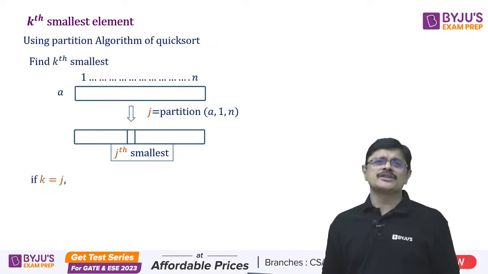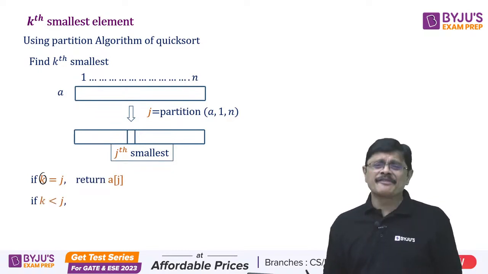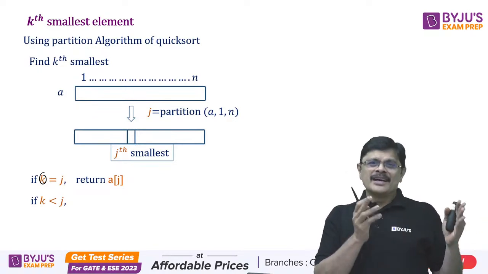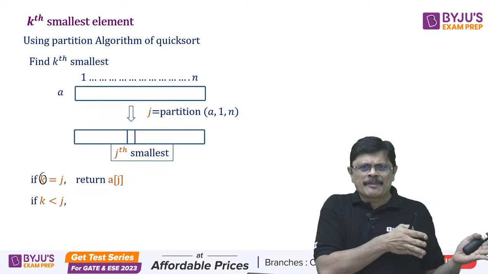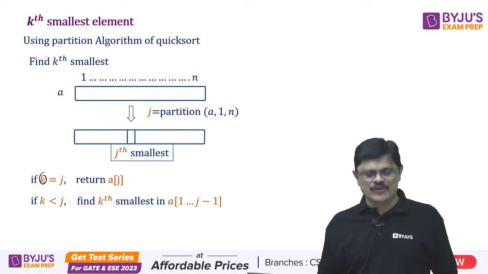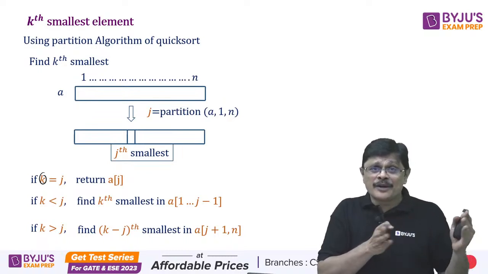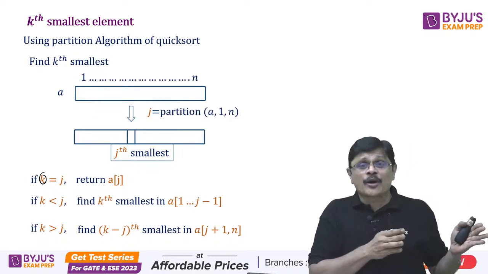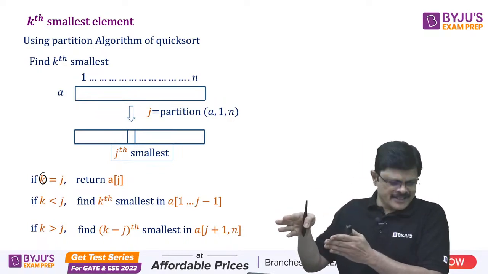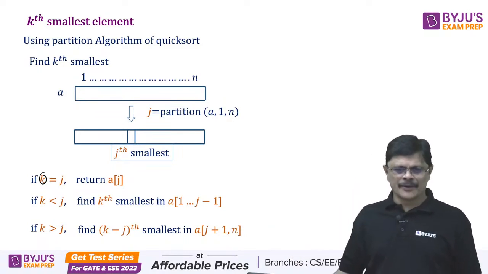Then what do you do? Suppose you want the kth smallest now. If k is j, you are done; your work is done. If k is less than j, you have to perform quicksort on only the left subarray, because the kth smallest element will be only in the left subarray. So find the kth smallest in 1 to j minus 1. If k is greater than j, j elements are already gone, so you have to find the (k minus j)th element in the right subarray, my dear friends.